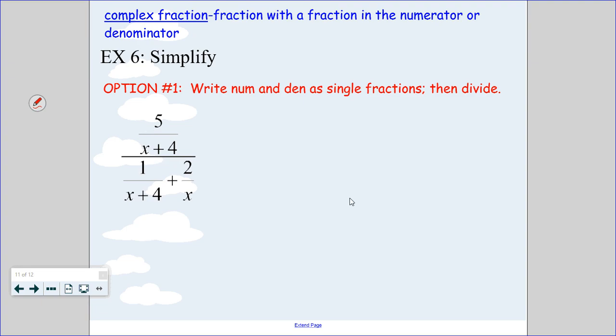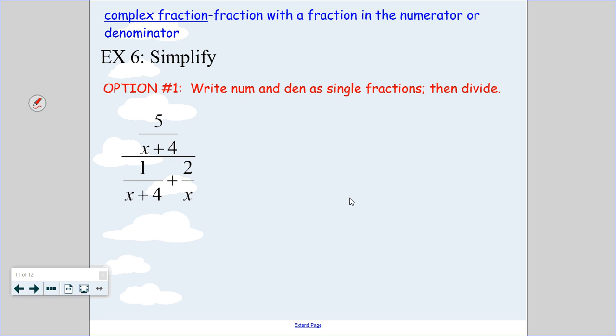Okay, so a complex fraction, this is an example of a complex fraction. It's a fraction with a fraction in the numerator or the denominator. So in this case, here's my big fraction. This is the numerator, this is the denominator, and we have addition in the denominator. Normally, if you just have a fraction in just a fraction, you can just multiply by the reciprocal. That's what we did before.